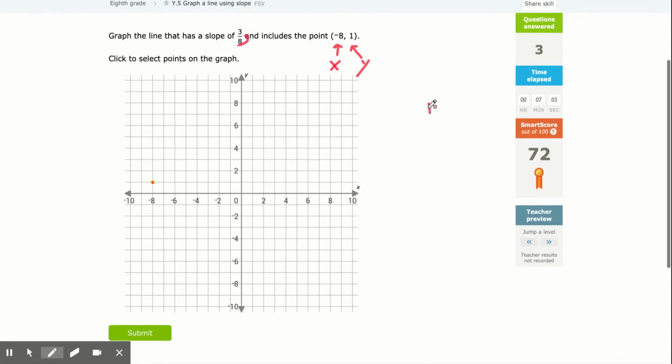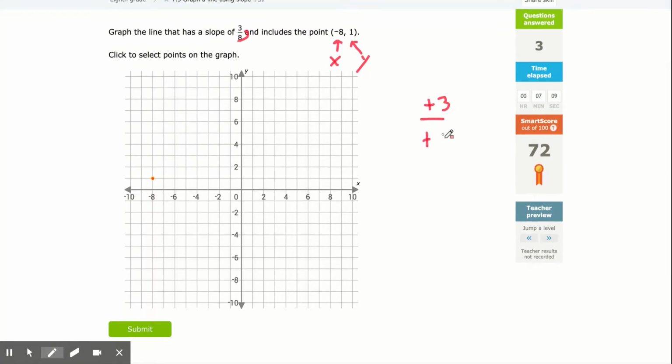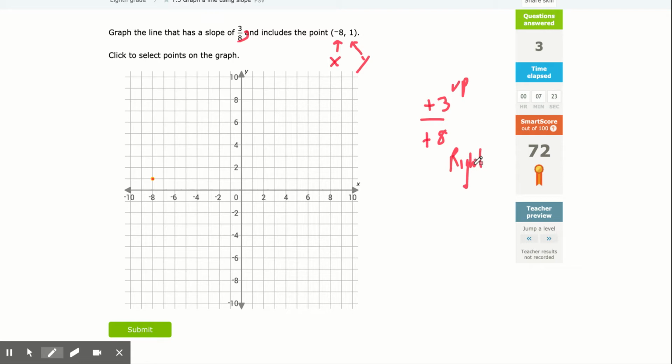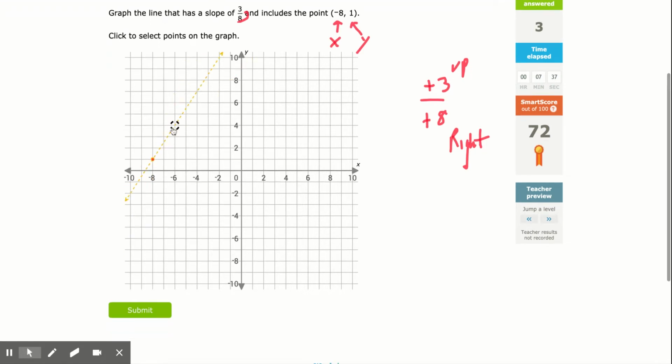Now my slope is a positive slope, so I'm going to do a +3 over a +8. So again, the top number is up and down. Since it's positive, I'm going to go up. The bottom number is left and right, and since it's positive, I'm going to go right. So from here, I'm going to go up 1, 2, 3, and I'm going to go right 8: 1, 2, 3, 4, 5, 6, 7, 8. And I put a point right there.